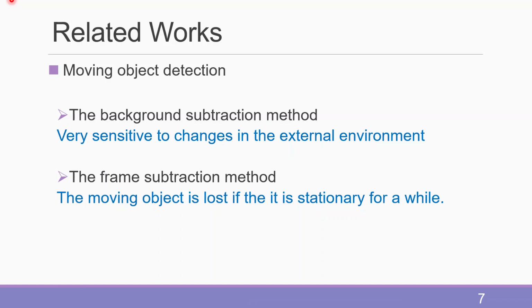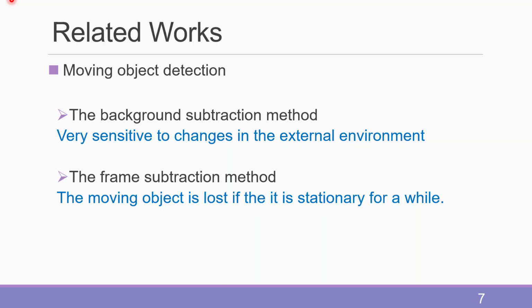We present 2 methods for moving object detection. The background subtraction method is to detect a moving object by preparing a background model in advance and comparing the background with the input image. Although it is a simple algorithm, it is very sensitive to changes in the external environment, such as sunlight conditions.